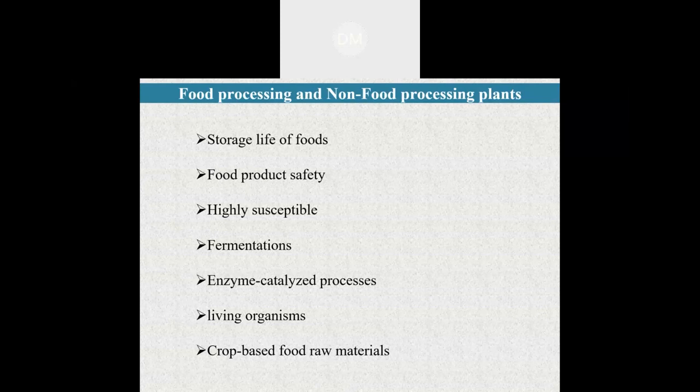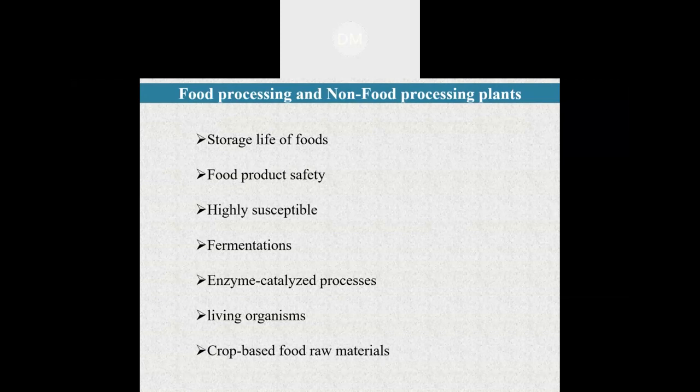Another difference is food product safety. Very high and variable levels of product safety and sterility have to be provided for in a food processed product. Such things are not necessary in other non-food processing plants. Then, food is highly perishable, that's why processing as well as storage and transportation facilities are required in a good manner. But in other non-food processing industries, it depends upon which type of materials.